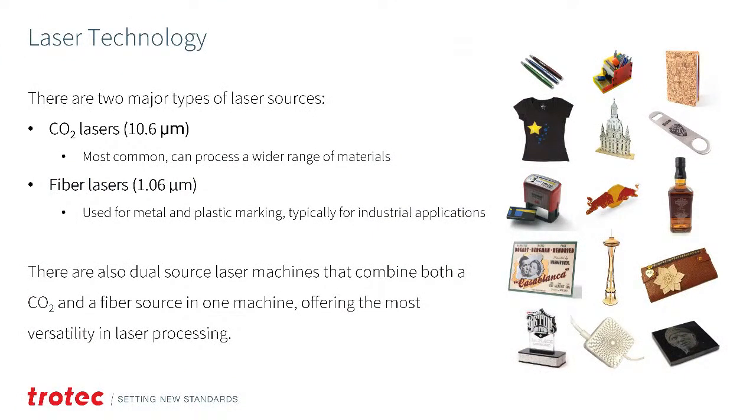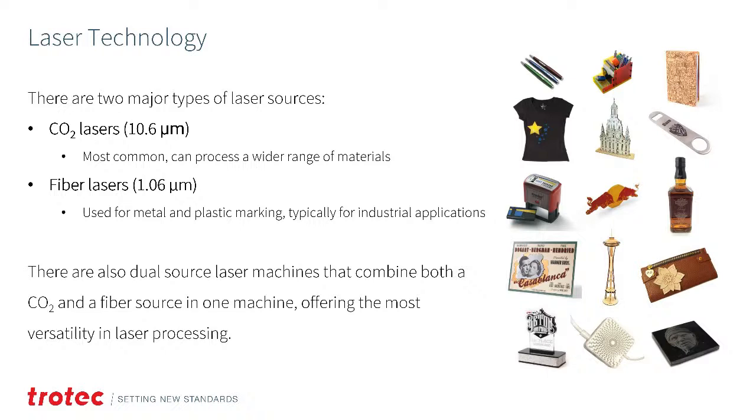There are two major types of laser sources, at least that are most prevalent in this industry, that work with most of the materials. There are CO2 lasers and fiber lasers. The CO2 laser is 10.6 micrometer, and it's the most common laser in the market for processing materials. It can process, in my estimate, around 70 to 80% of all materials on this planet.